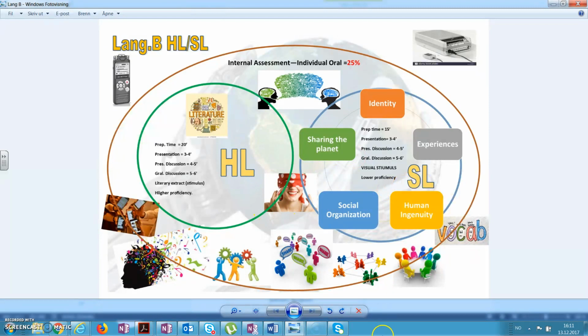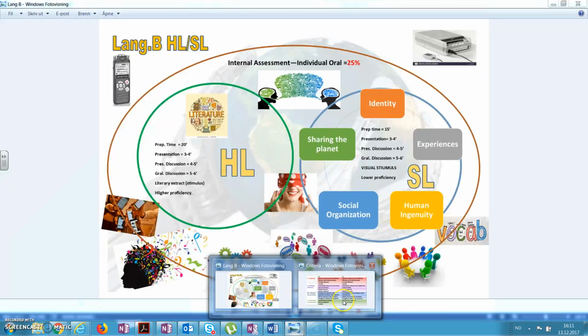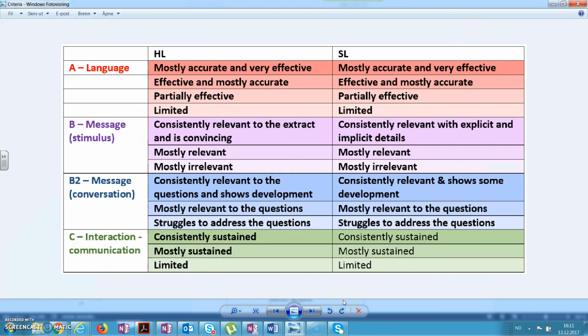Then we move on to the assessment criteria. And if we look at them just superficially, we can see that they're very similar. For higher level, which is the literary extract, we have language, the B1, which is the message, and B2, the message for the conversation. Finally, you have the interactive part, which is communication. So this is the same requirement for both higher and standard level.